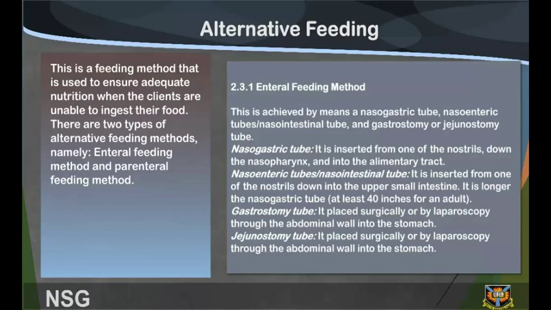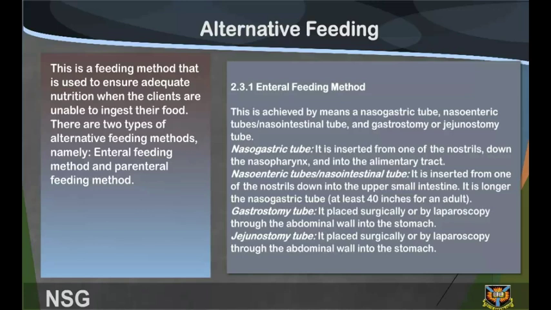Alternative feeding. This is a feeding method that is used to ensure adequate nutrition when the clients are unable to ingest their food. There are two types of alternative feeding methods, namely enteral feeding method and parenteral feeding method. Enteral feeding method. This is achieved by means of nasogastric tube, nasoenteric tubes, nasointestinal tube, and gastrostomy or jejunostomy tube.